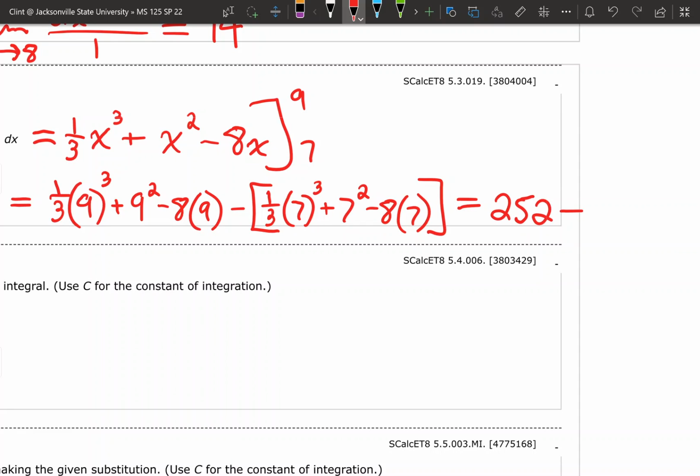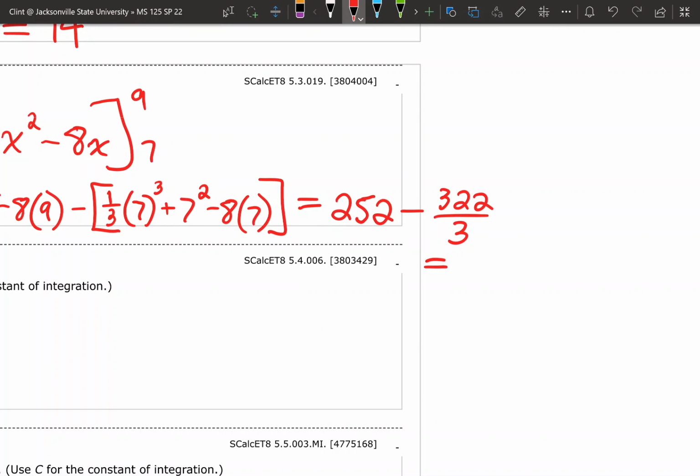minus, let's see, 343 divided by 3 is a fraction, plus 49 minus 56. So that second group, it's a little uglier. I get 322 over 3.